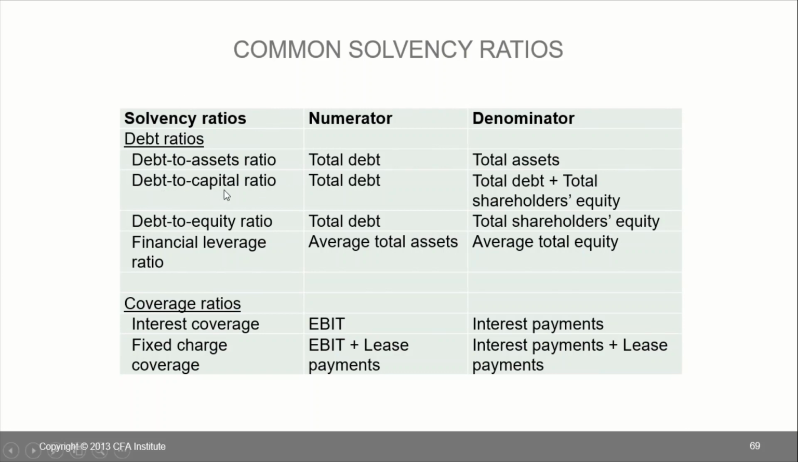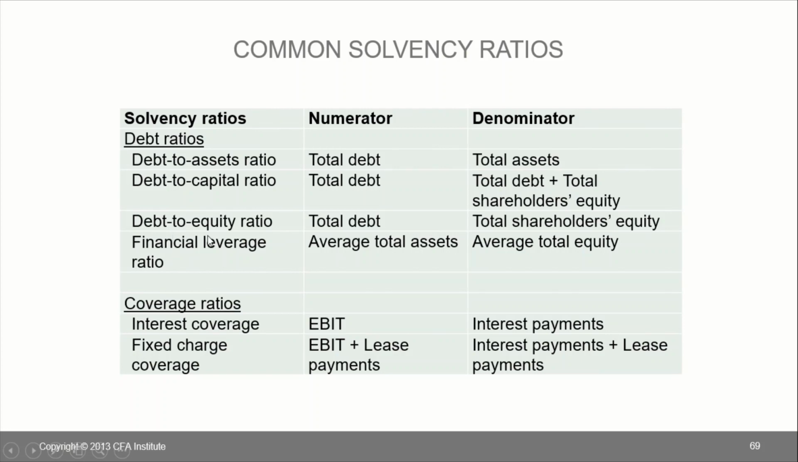And then, debt to capital ratio is your total debt plus your total shareholders' equity versus your total debt. Okay, so in short, this is your total liabilities and total shareholders' equity being divided by your total debt. Or sorry, your total debt divided by your total liabilities and shareholders' equity.